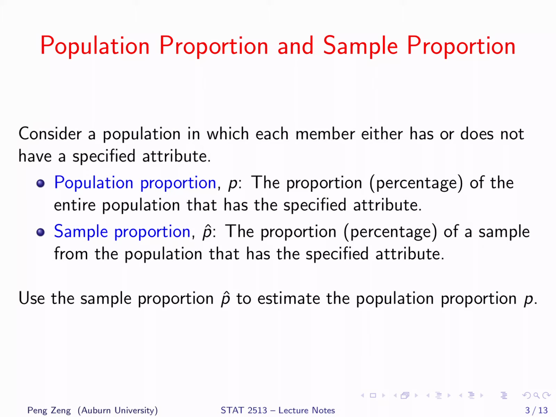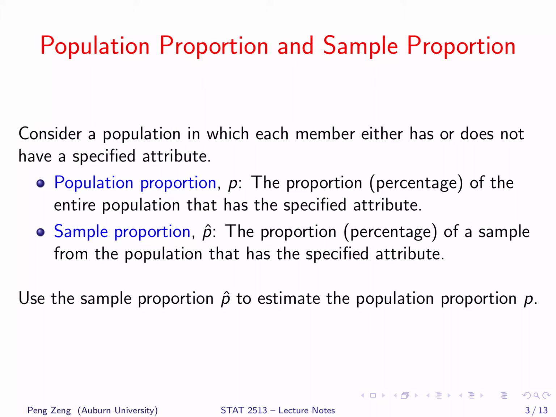What we can do is to take a sample of adults. The sample proportion is the proportion or percentage of a sample from the population that has the specified attribute. We use p hat to denote a sample proportion. In practice, we use the sample proportion p hat to estimate the population proportion P.